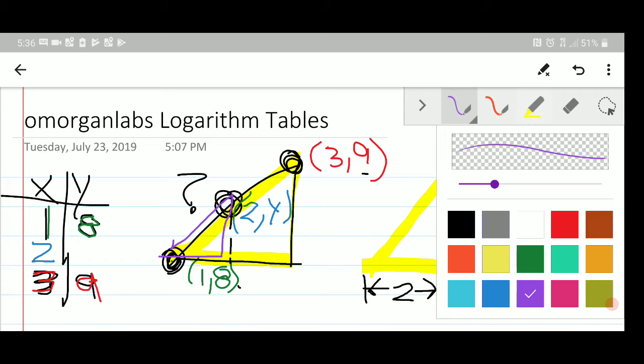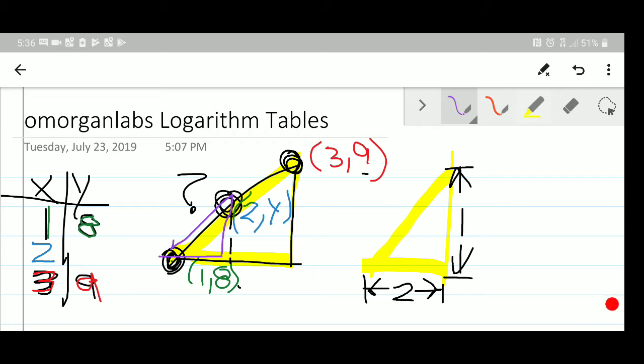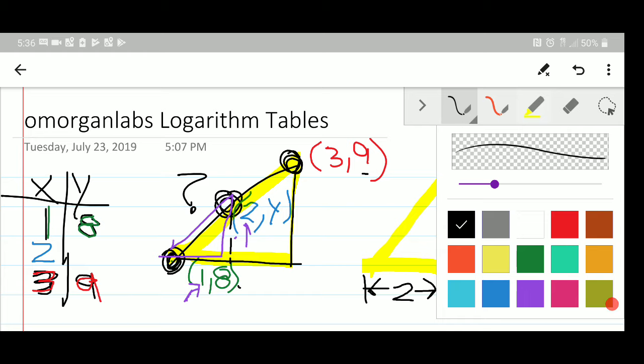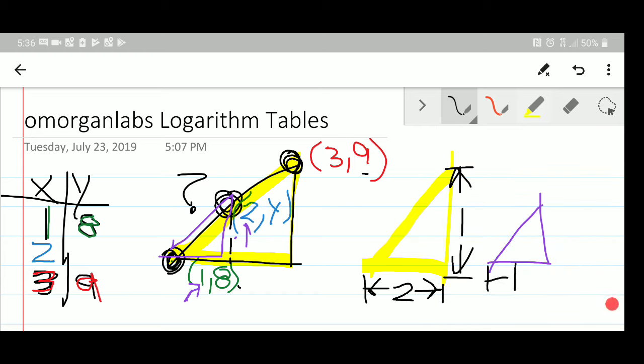Now for your second triangle. It's about like that. From here to here in the x direction, you go from 1 to 2, so that length is 1. And then here's the unknown. You go from here to here, so this length is unknown. That's your y.